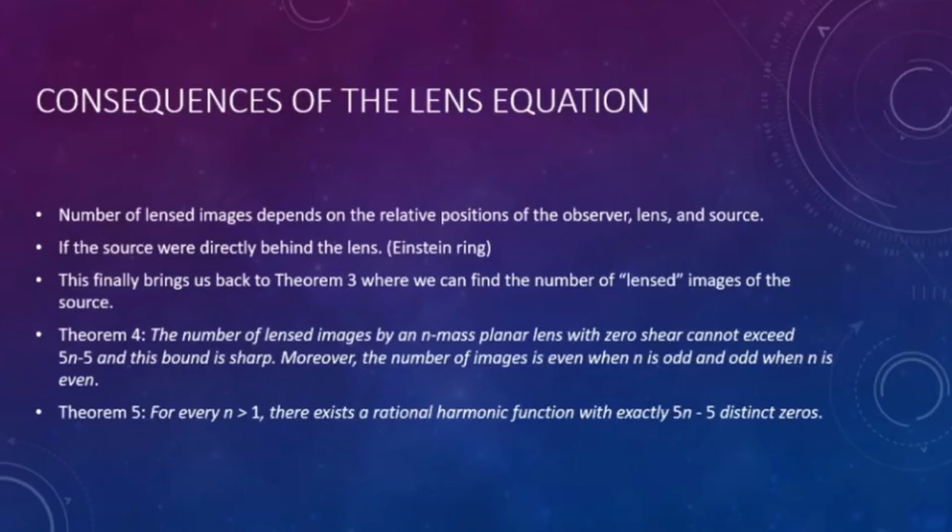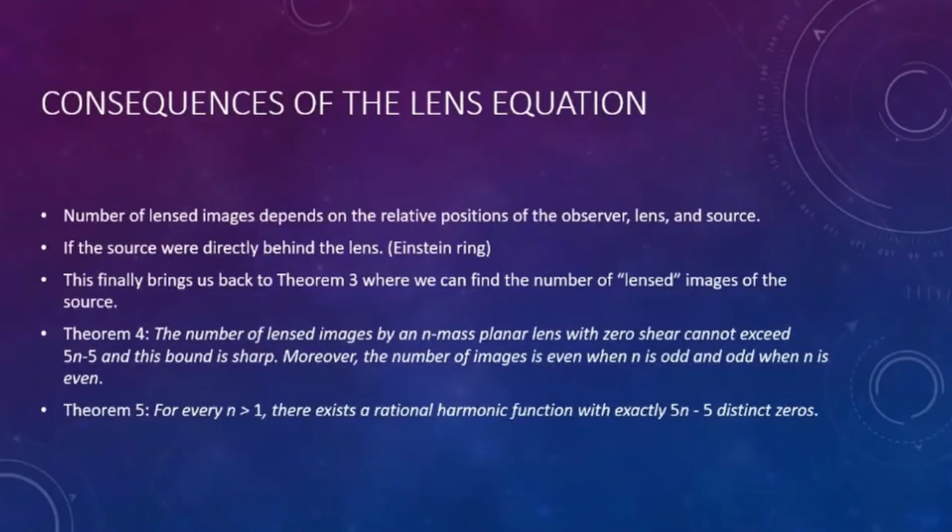Which finally brings us back to our theorem 3, which said the number of solutions is less than φn minus φ. So here we see the number of lensed images by an n mass planar lens, and we have assumed it's coplanar, so it must be a planar lens with zero shear. It cannot exceed φn minus 1, and this bound is very much sharp, almost an exact bound. From this it's a little trivial that when n is odd, the number of images must be even, and when n is even, the number of images must be odd.